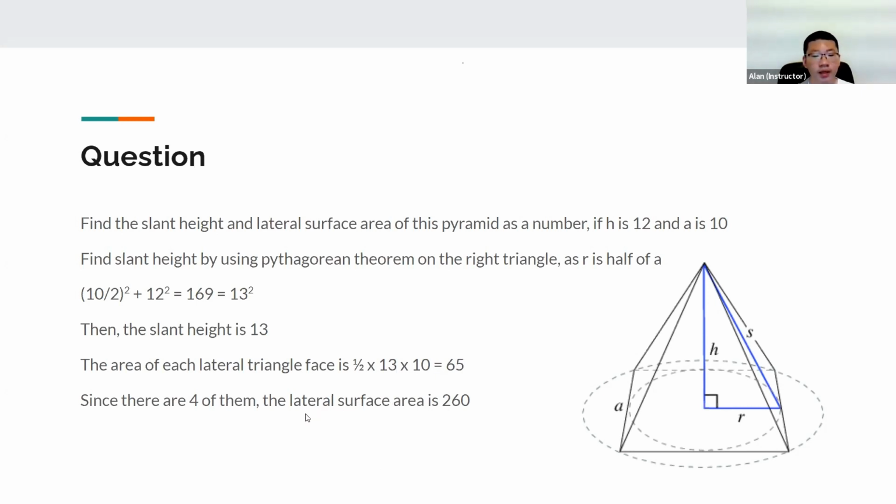And just remember that lateral surface area means that it doesn't include the base. If it did, the entire surface area would be 360, because the base is a square and 10 squared is 100. And 260 plus 100 is 360.